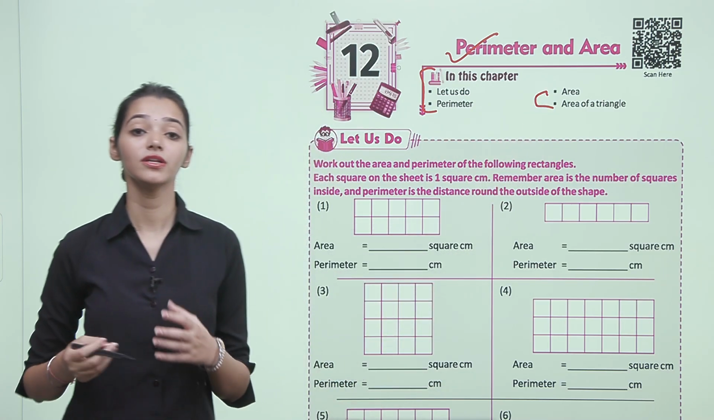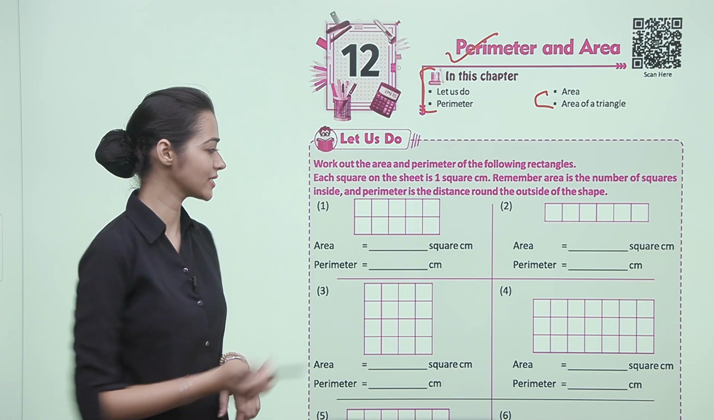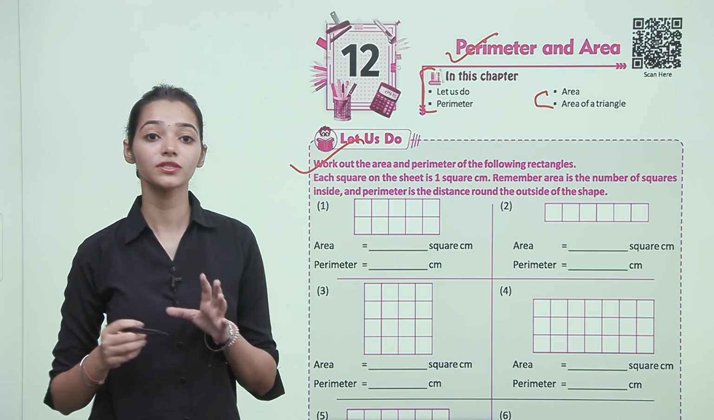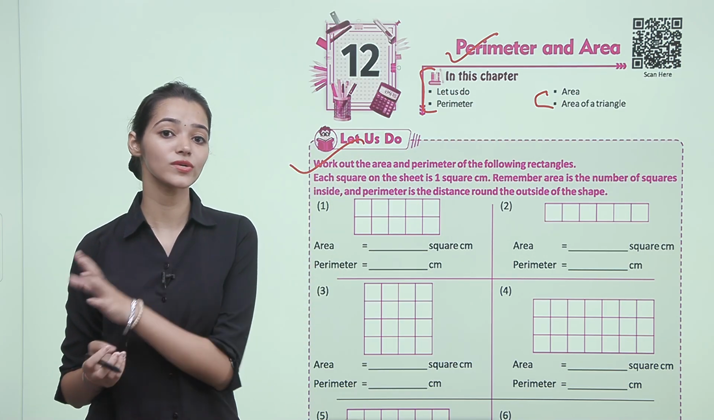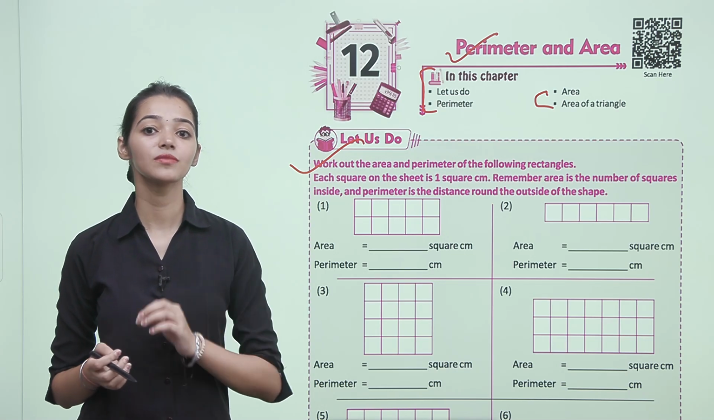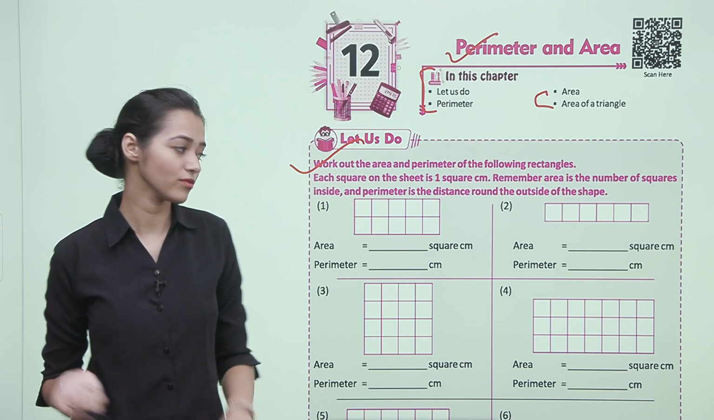Now in this chapter we will learn about perimeter, area and area of a triangle. Now let us do. We have to work out the perimeter and area of the following rectangles, and each square on the sheet is 1 square centimeter. Remember, area is the number of squares inside and perimeter is the distance round the outside of the sheet.